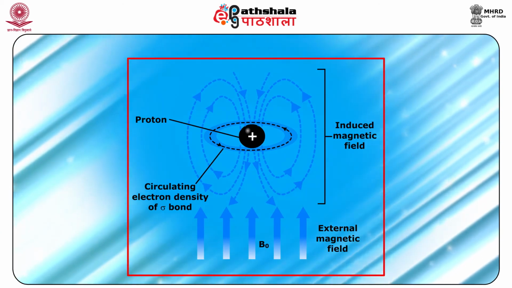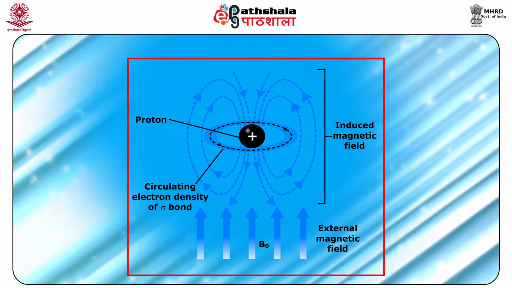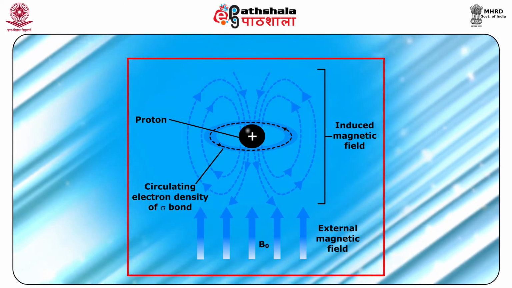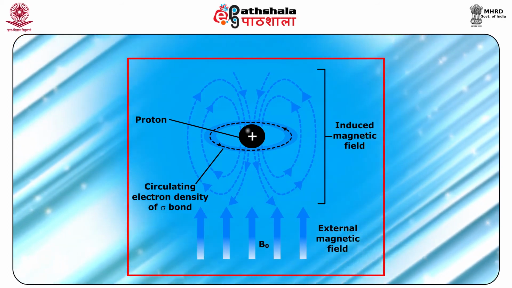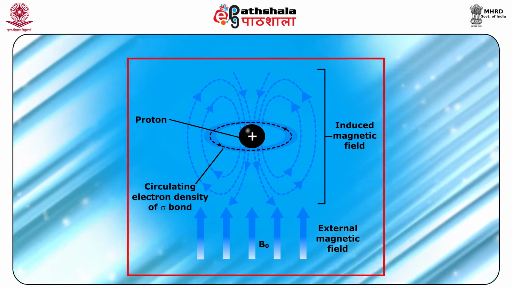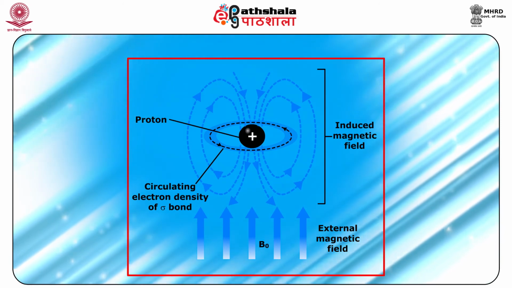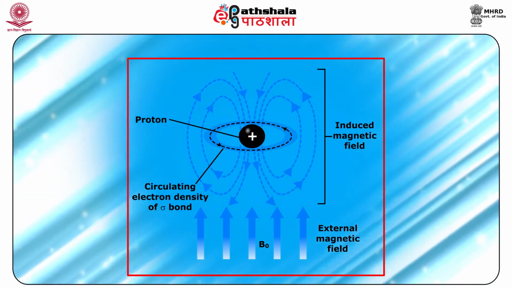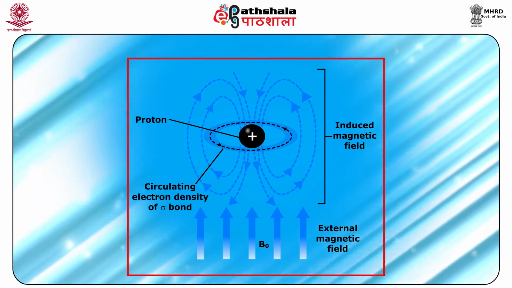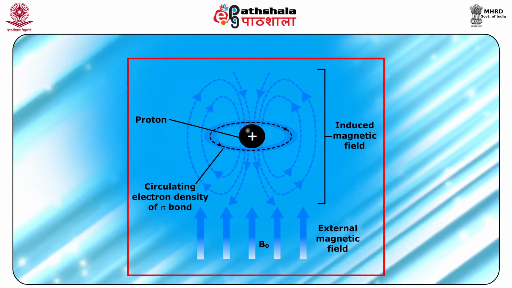Now this figure is clearly showing the induced magnetic field generated by the motion of electrons that surround a proton. Not all the protons occupy identical electronic environments. Some protons are surrounded by more electron density and are more shielded, while others are surrounded by less electron density and are less shielded. Thus, as a result, the protons in different electronic environments will exhibit different energy gaps between the alpha and beta spin states, and therefore they will absorb different frequencies of RF radiation.